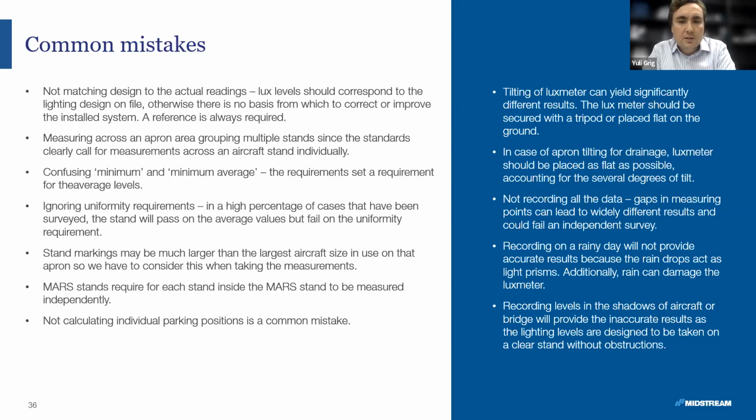Another point is about recording on a rainy day. Quite often, especially in some climates like the United Kingdom, we have lots of rainy days, or monsoon season in certain countries. This can cause an inaccurate result because the raindrops can act, surprisingly, as a light prism. Also the rain can damage the lux meter, as it can sit on the sensor. So we want to avoid taking measurements on rainy days, and stick to days which are clear and preferably without a lot of moonlight. That's also something that we mustn't overlook.